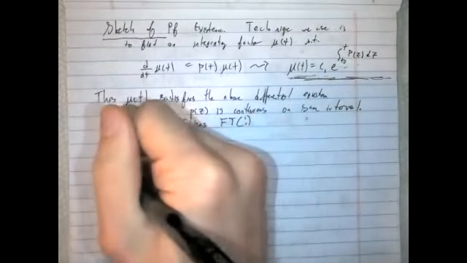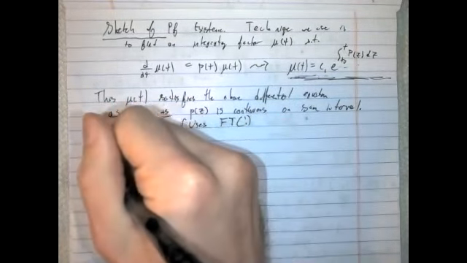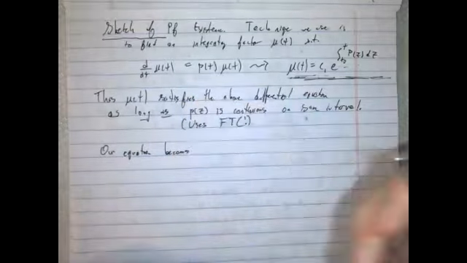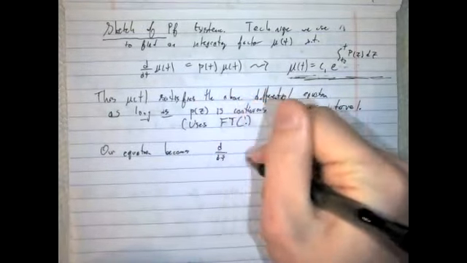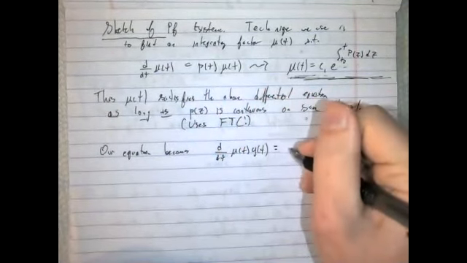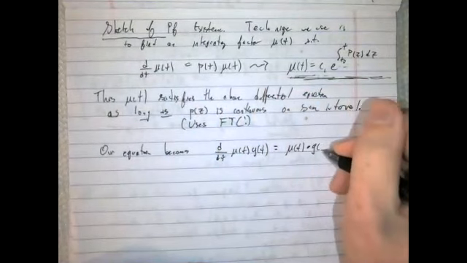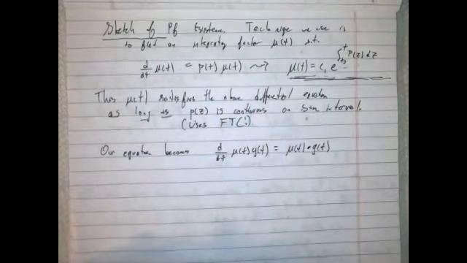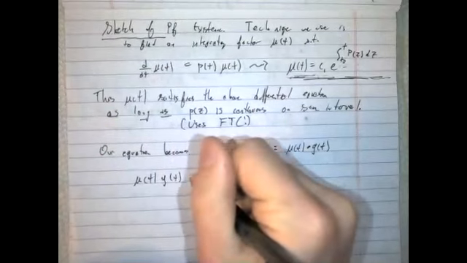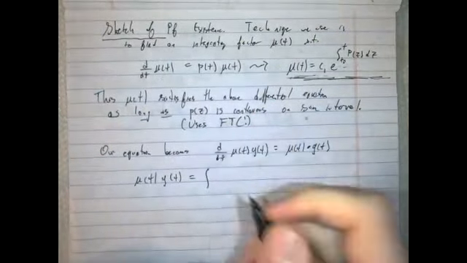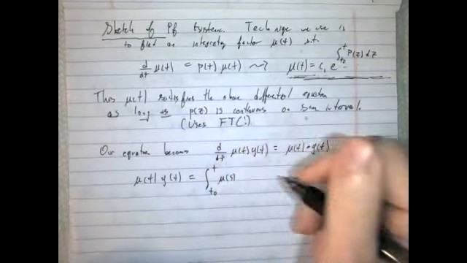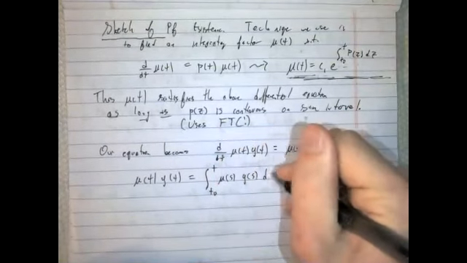Once we have found a correct integrating factor, our equation becomes d over dt of mu of t times y of t is equal to mu of t times g of t. And then when we take antiderivatives, we end up with mu of t, y of t is equal to, once again, this integral from t0 up to t of mu of s, g of s, ds plus c.